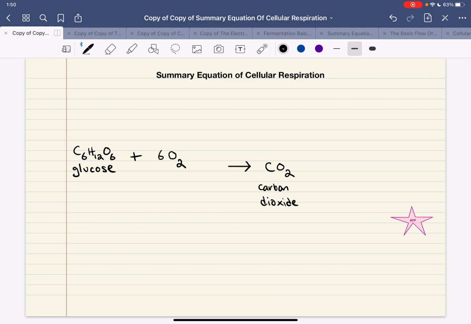It's a waste product. There's no energy left in this molecule. The only thing it can do to us is harm us, because if it sits around in your blood for too long, it acidifies your blood. So we have to make sure to exhale it via our lungs into the atmosphere.